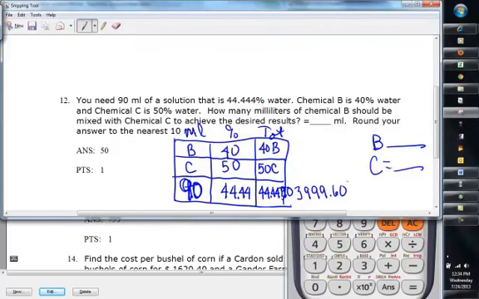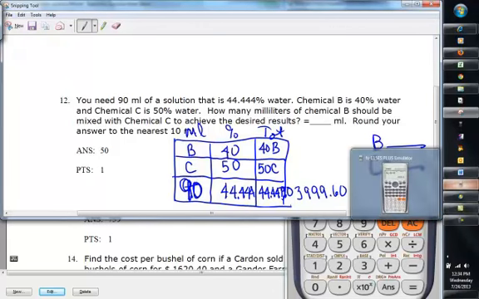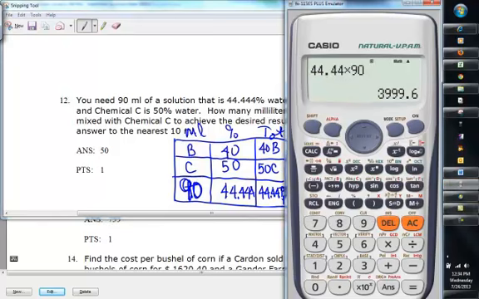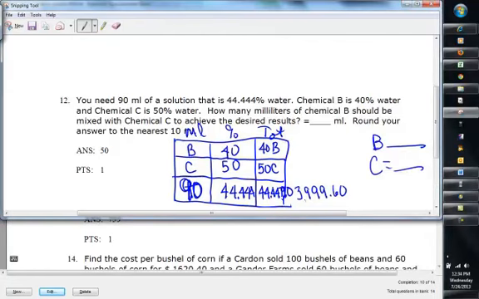Okay, so let's see. I didn't get enough fours in there. I better redo that multiplication. 44.444 times 90 is 3,999.96. It's looking an awful lot like this number is supposed to be 4,000, because now it's 96 cents. If we rounded that to the nearest dollar, we'd get 4,000.